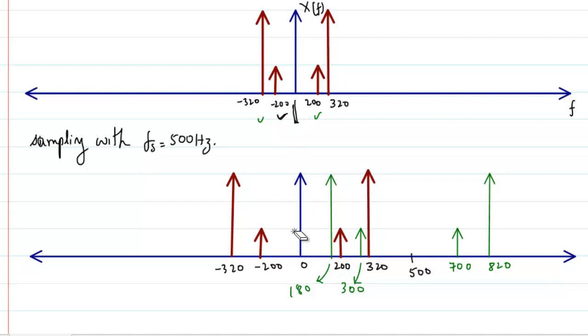I have to draw for the case of minus 500. So if I'm going to draw for the case of minus 500, the same thing will happen. What I'm going to have is, if I'm going to take minus 500, then minus 500 plus 200, we will have one at minus 300. So minus 300, one of the spectrum will be here.